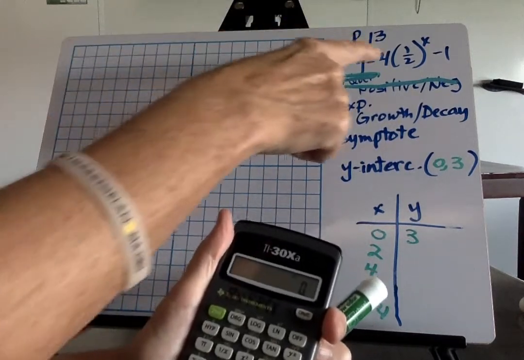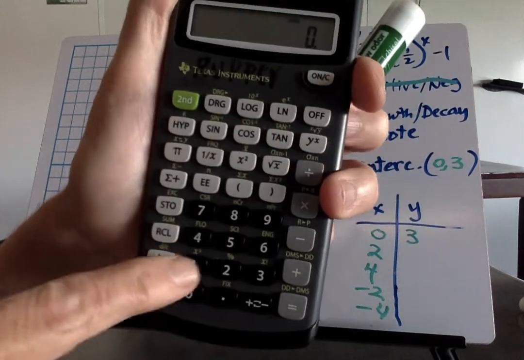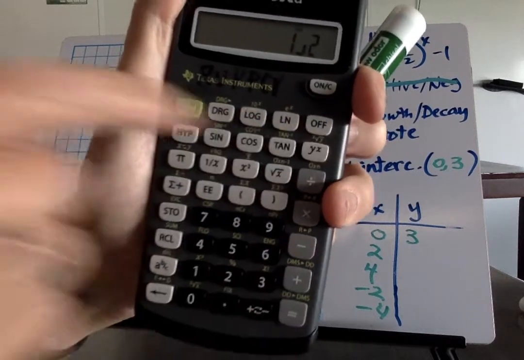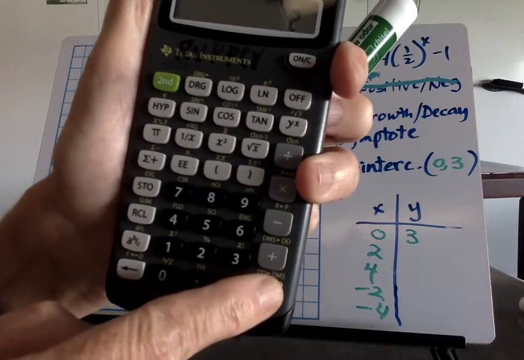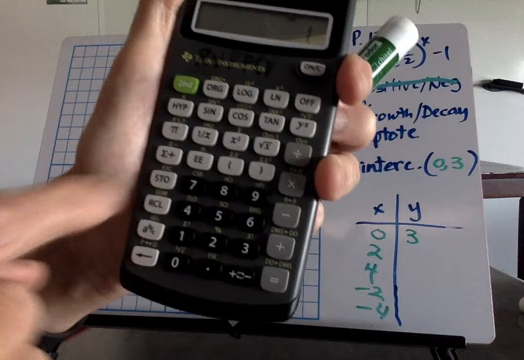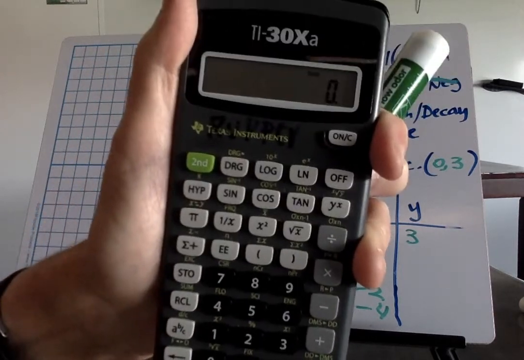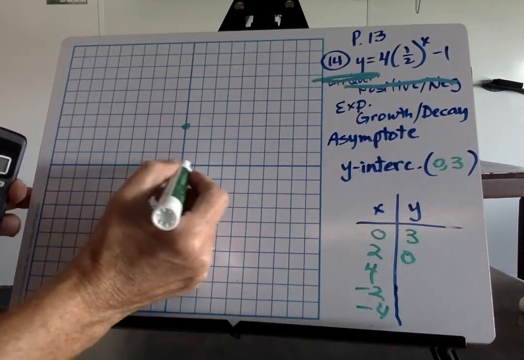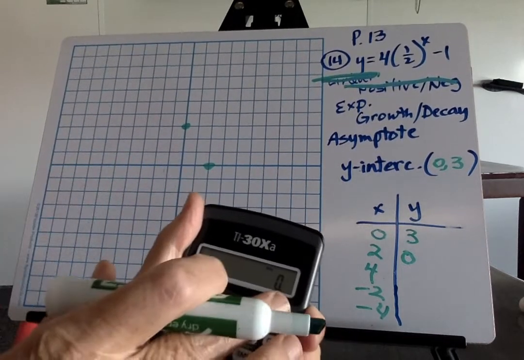Okay, so then I go 1/2 to the power of 2. So again, 1/2, 1, ABC2, raised to the power of 2 equals, always put that equal sign after that, times 4 equals, minus 1 equals. And the answer is 0. So (2, 0).